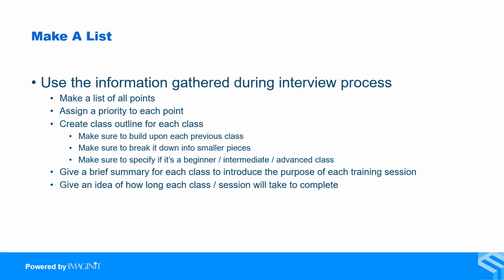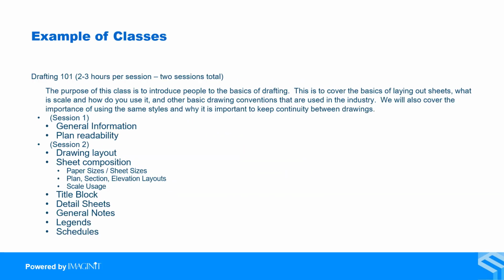Give a brief summary of each class to introduce the purpose of each training session and give an idea how long each class or session will take to complete. The reason why we do this is so that we understand what we're doing. So this is one of my examples. This is Drafting 101. This is typically 2 to 3 hours per session, and there's 2 sessions total.